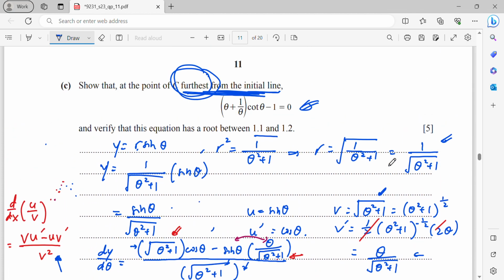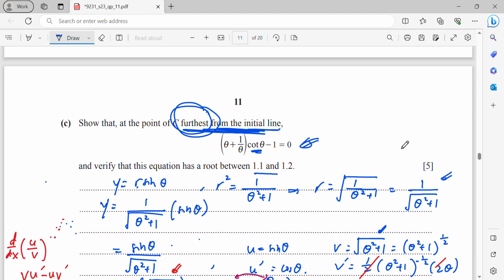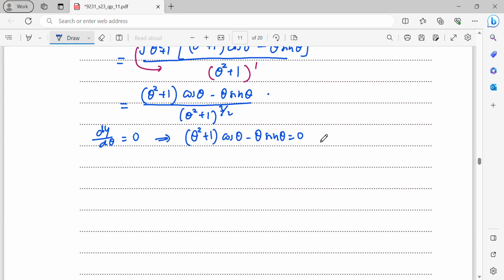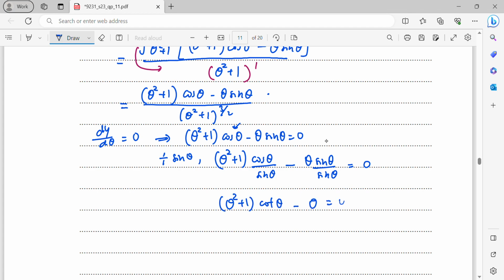Okay, and now look at the question here. You need to prove cotangent theta. So we know that cotangent theta is cos theta over sine theta. Because of the cos theta here, in order to get cotangent theta, I need to divide the whole equation by sine theta. So I will get theta squared plus 1 cos theta over sine theta minus theta sine theta over sine theta equals 0 over sine theta, which is still 0. That means I'm getting theta squared plus 1 cot theta minus theta equals 0.